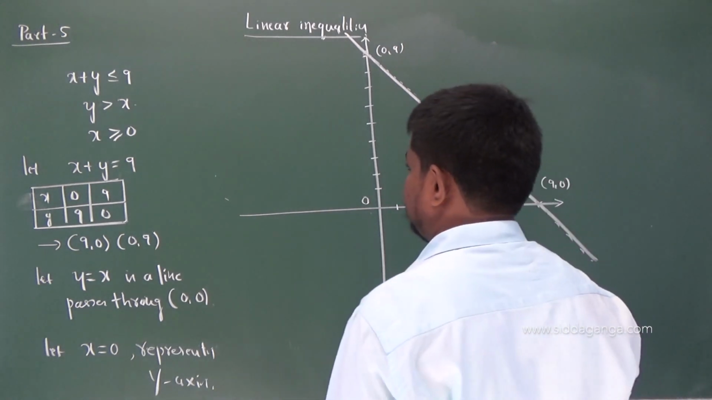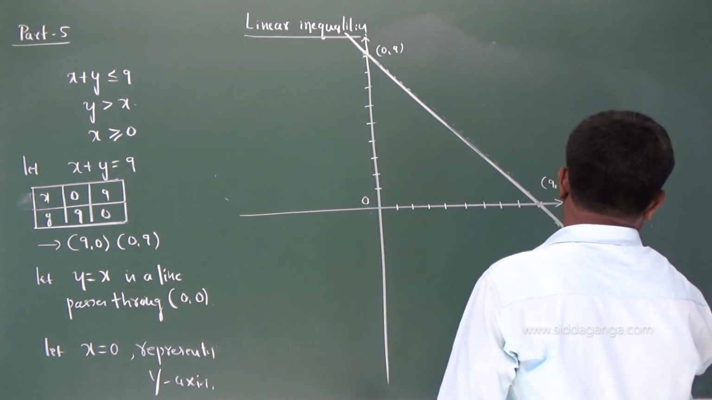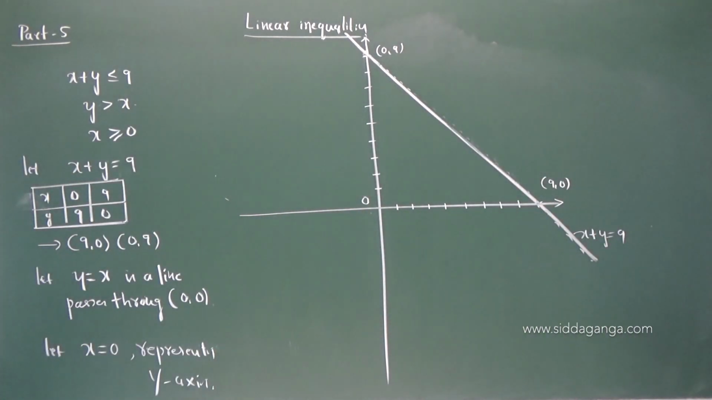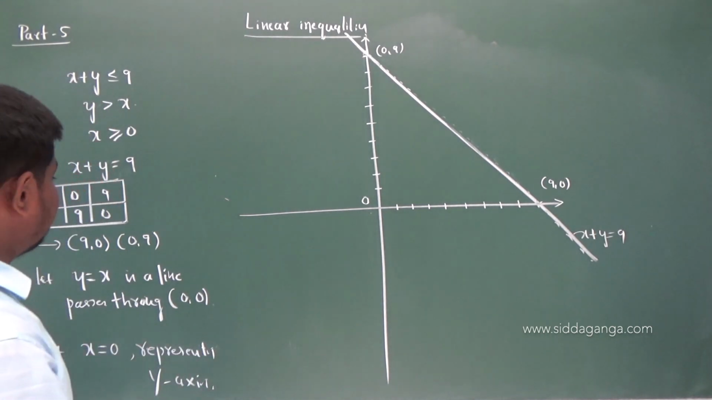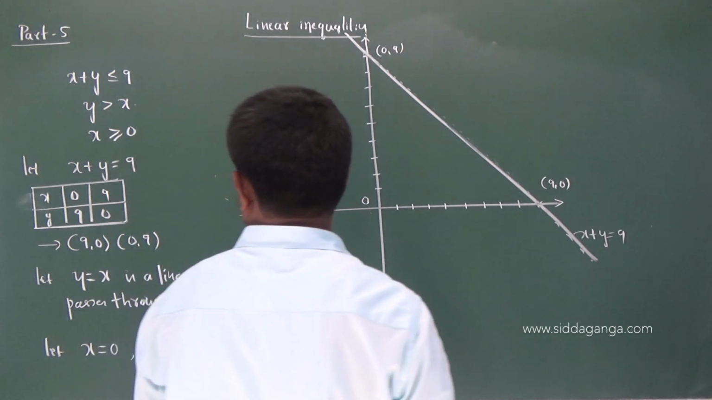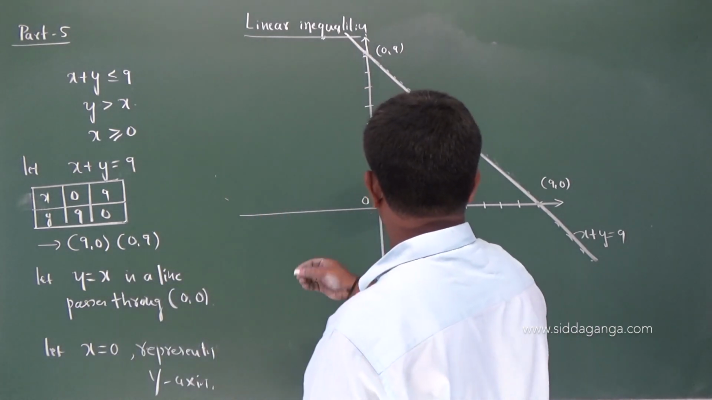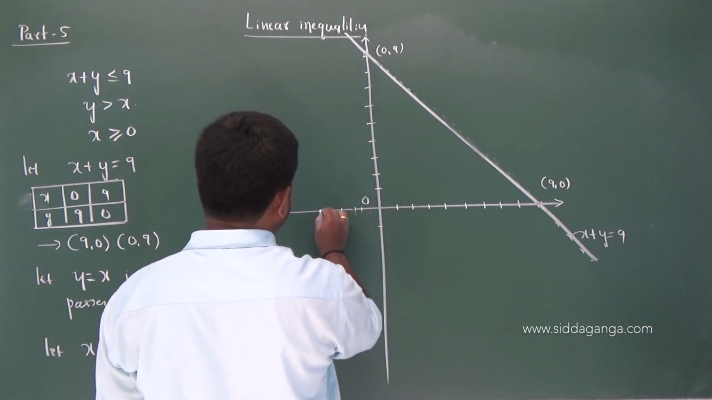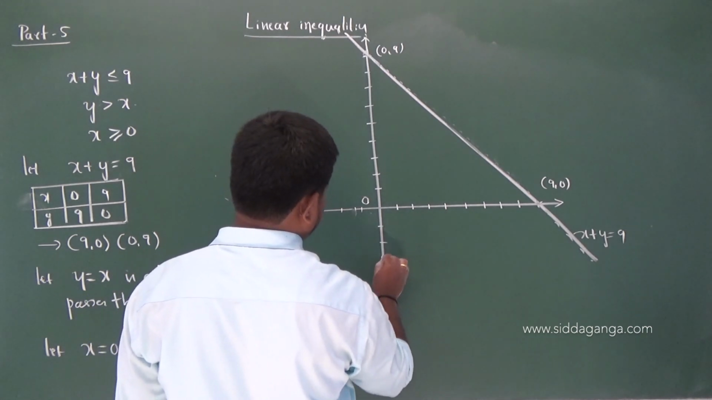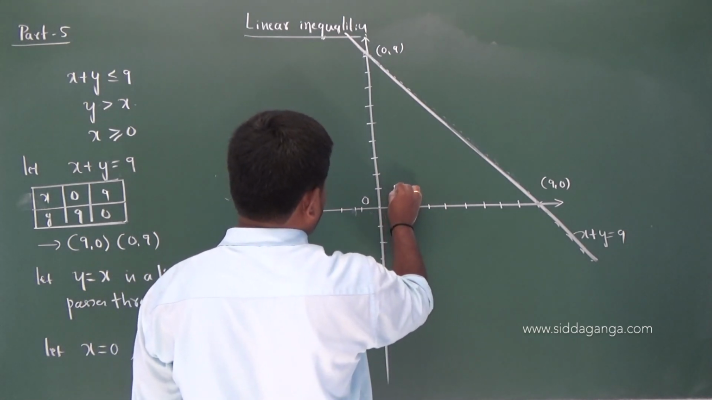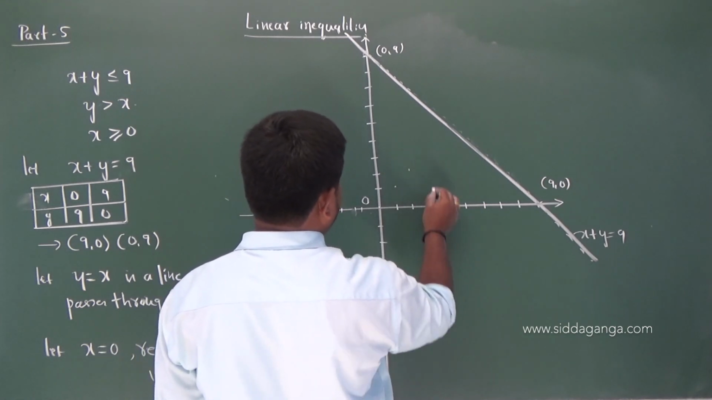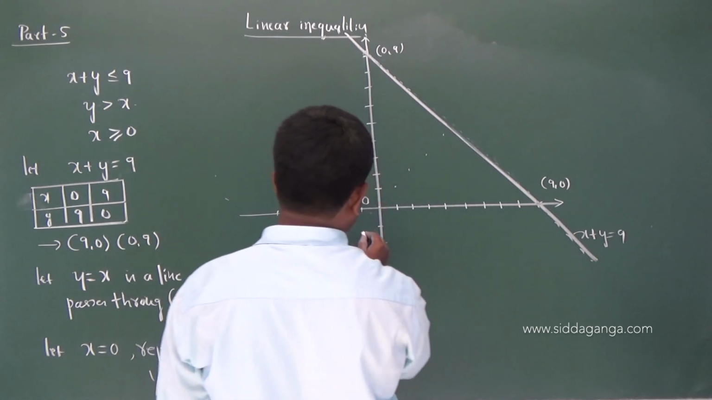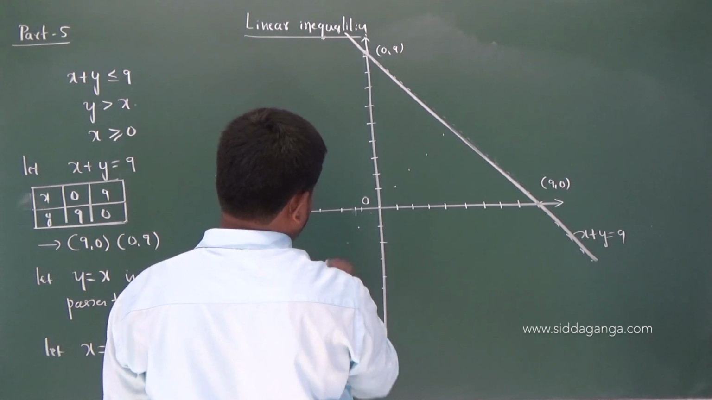This is a line x plus y is equal to 9. Sorry. Next one is y is equal to x, a line that passes through the origin. You mean it is a line that passes through what? 1, 1, 2, 2, 3, 3, 4, 4, minus 1, minus 1, minus 2, minus 2, and so on.